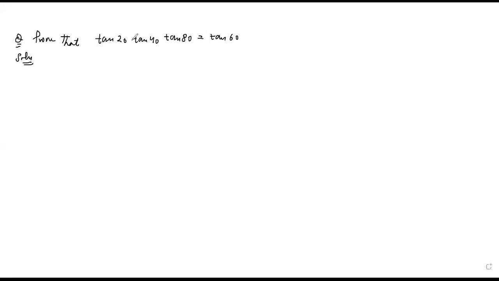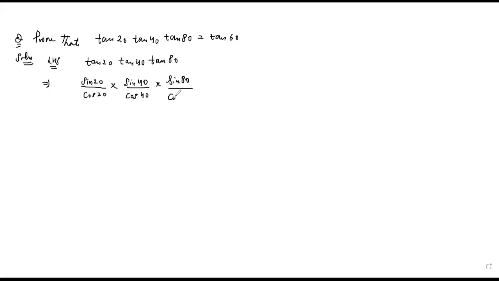tan 20, tan 40, tan 80 is equal to tan 60. So I'm going with the left hand side. This is tan 20, tan 40, tan 80. So can I write here sin 20 upon cos 20, sin 40 upon cos 40, sin 80 upon cos 80.